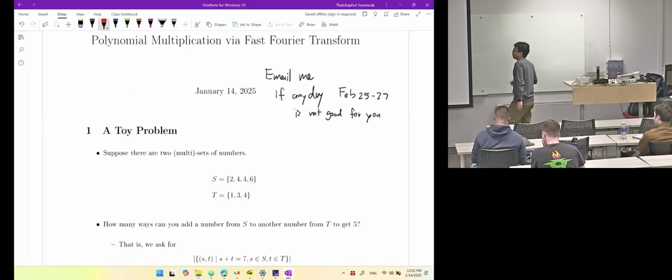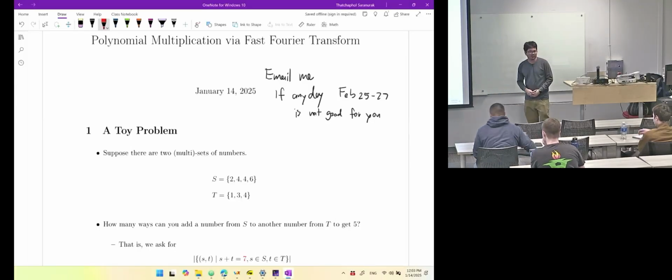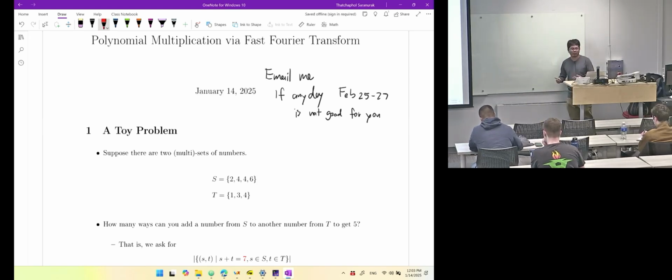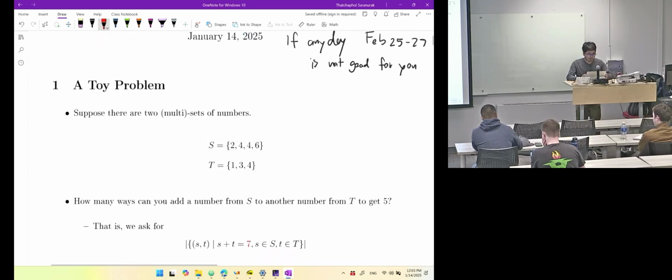So what we're gonna do today is to learn about fast Fourier transform, which is one of the very influential algorithms I mentioned last time. But one of the motivating problems that you can use fast Fourier transform to solve is this problem. So let's look at this toy problem.